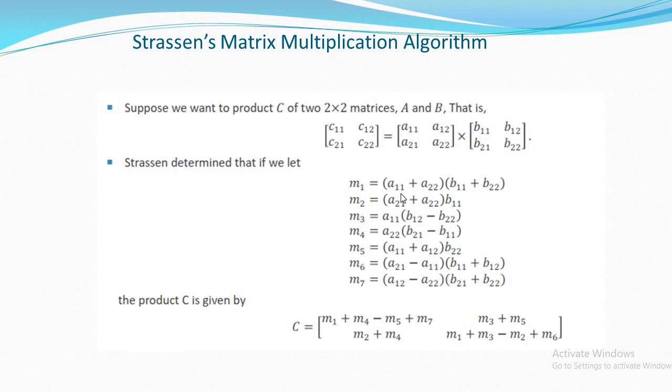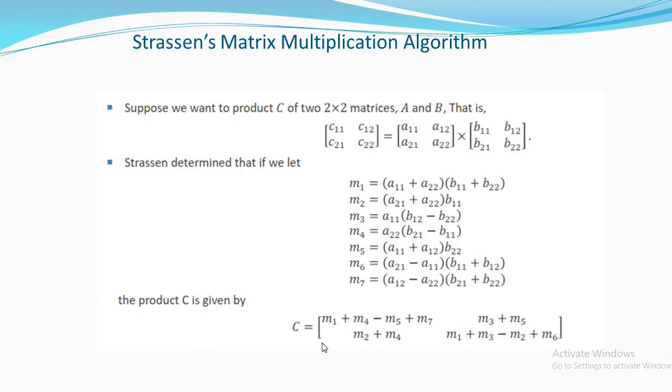M1 equal to A11 plus A22 into B11 plus B22. M2 equal to A21 plus A22 into B11. M3 is equal to A11 into B12 minus B22. M4 is equal to A22 into B21 minus B11. M5 is equal to A11 plus A12 into B22. M6 is equal to A21 minus A11 into B11 plus B12. M7 is equal to A12 minus A22 into B21 plus B22.